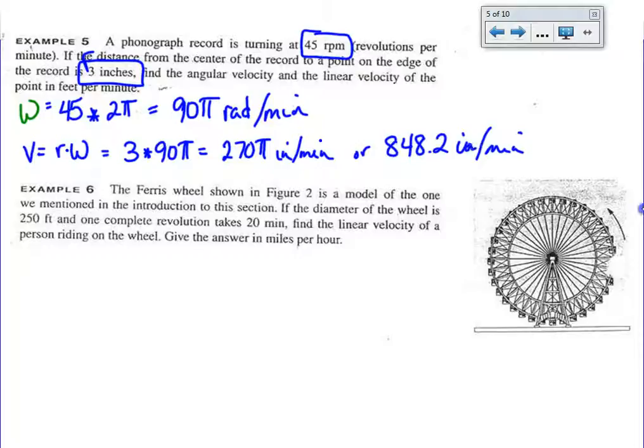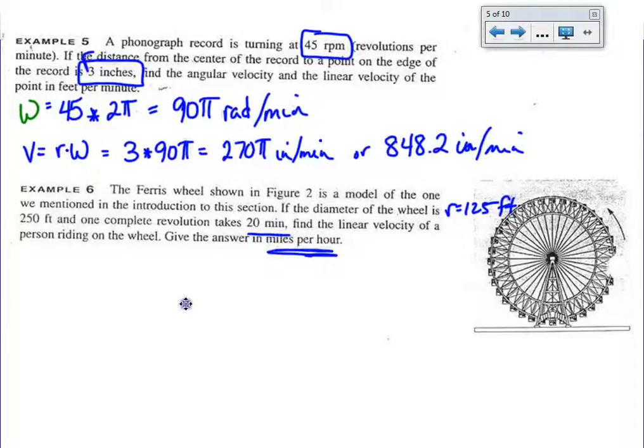Alright, example 6. This Ferris wheel is going to show up a whole bunch in this chapter. So this time we have a Ferris wheel that has a diameter of 250 feet, which if you think about what that means, we have a radius of 125 feet. And 1 revolution takes 20 minutes. So we're going to find the linear velocity, and we want our answer in miles per hour.